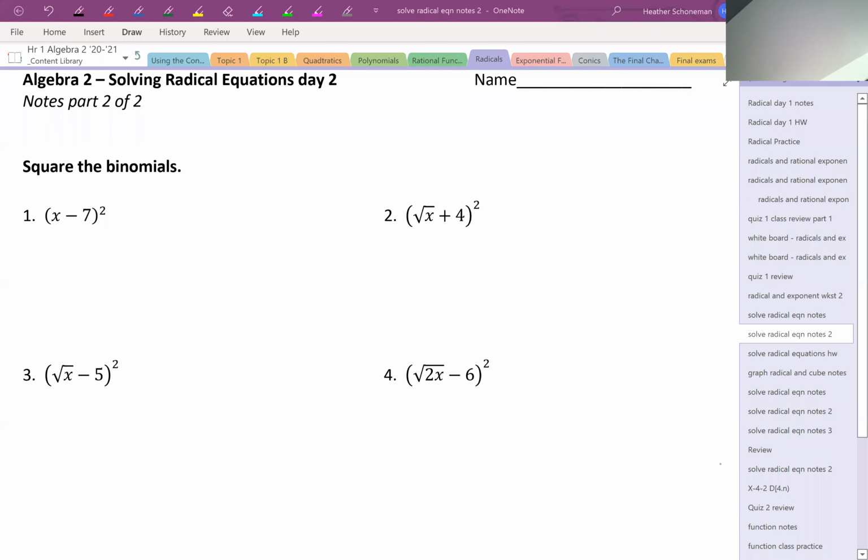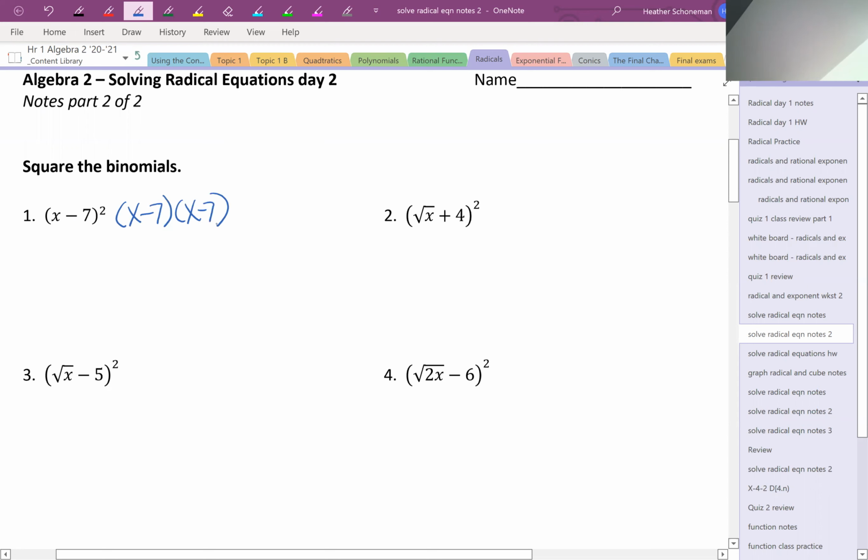Okay, this is the second video for the lesson on solving radical equations. But to be able to do the second part, you need to be able to square binomials. And when you square a binomial, this is not x squared plus 49. Squaring means you multiply something by itself. So this is really x minus 7 times x minus 7.